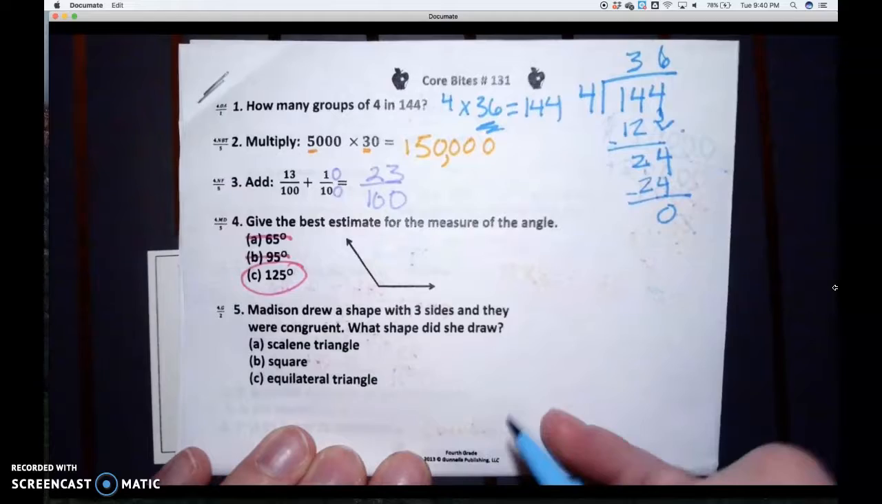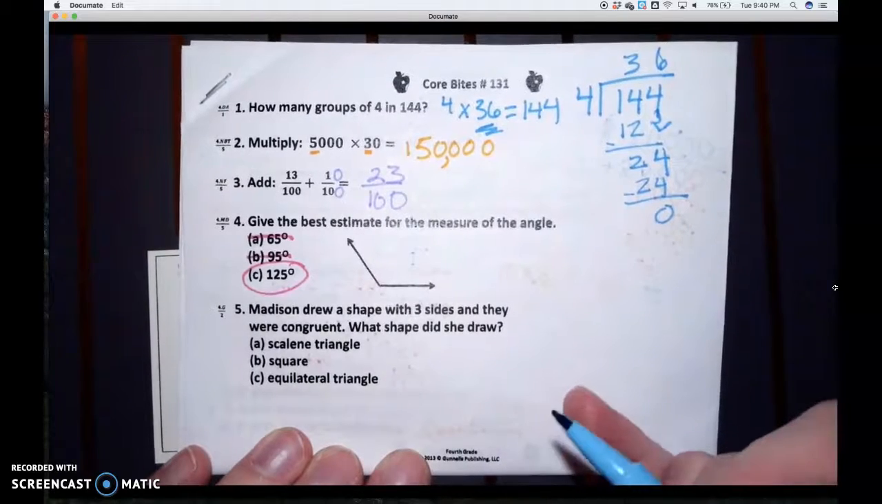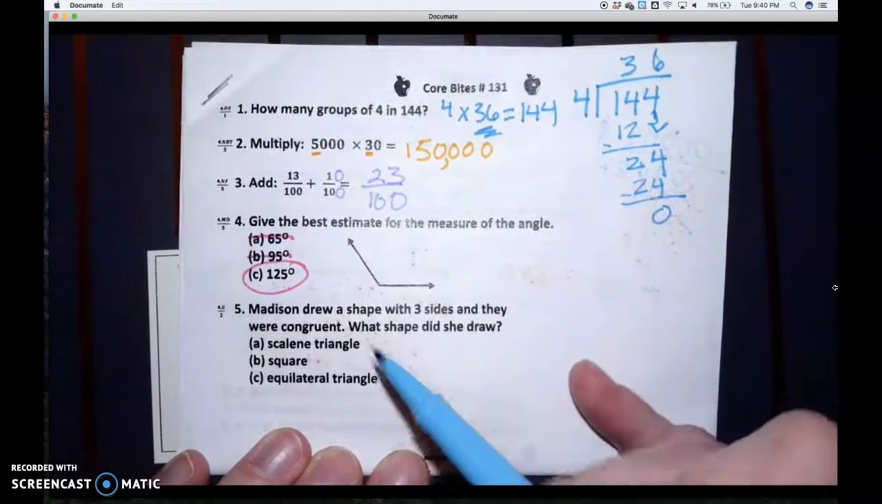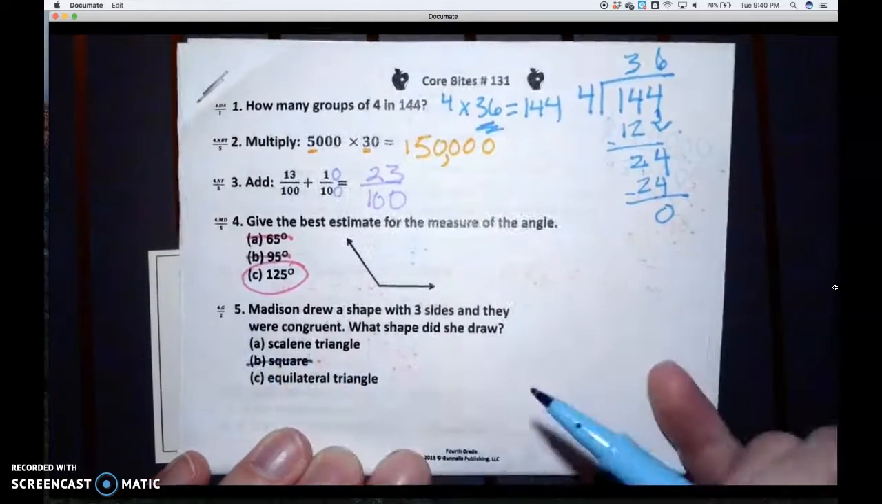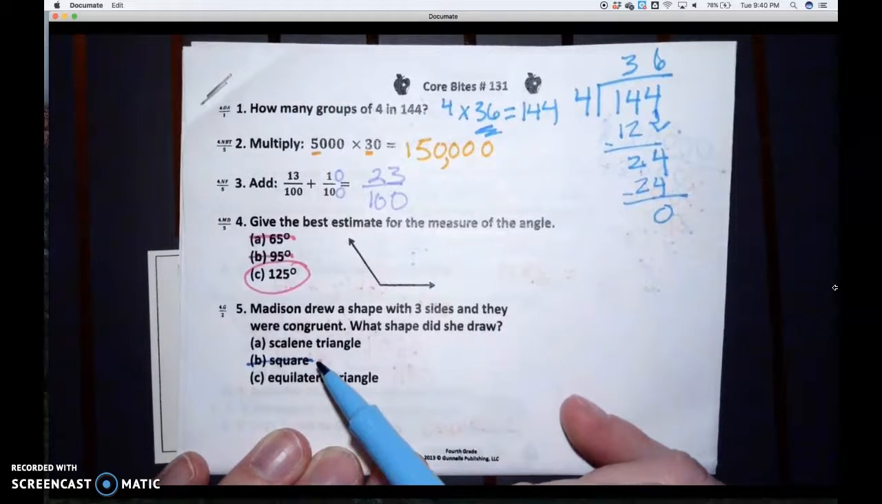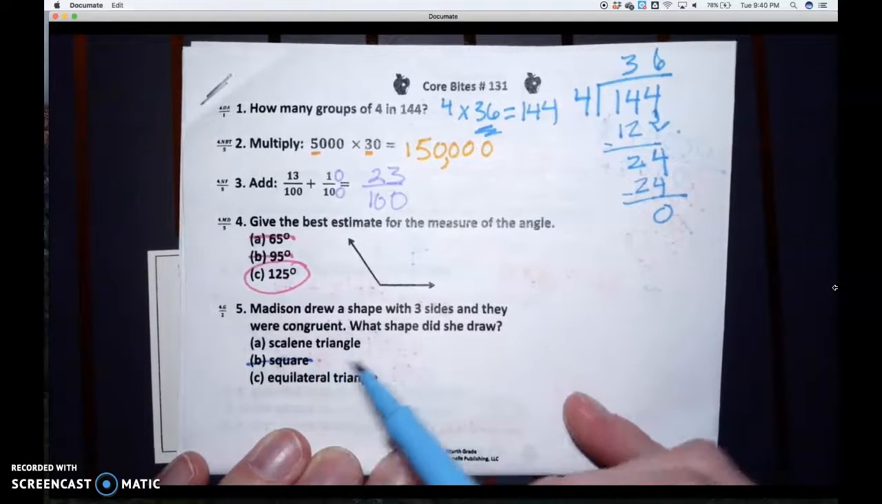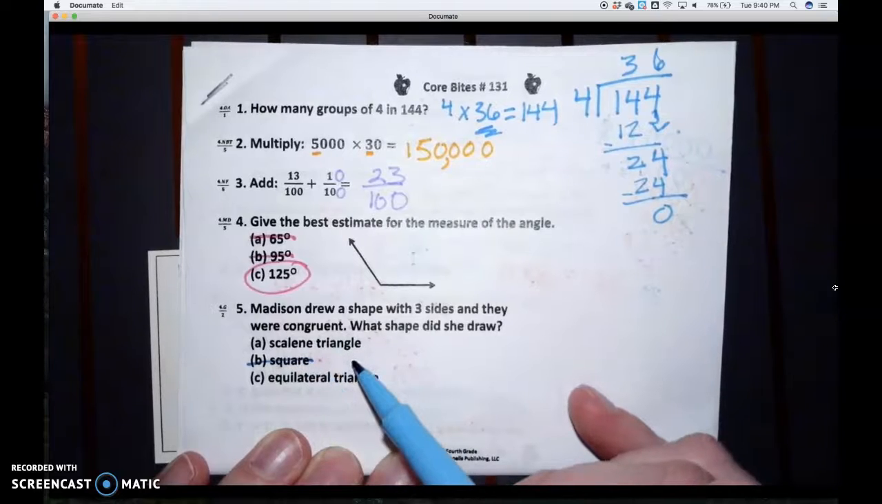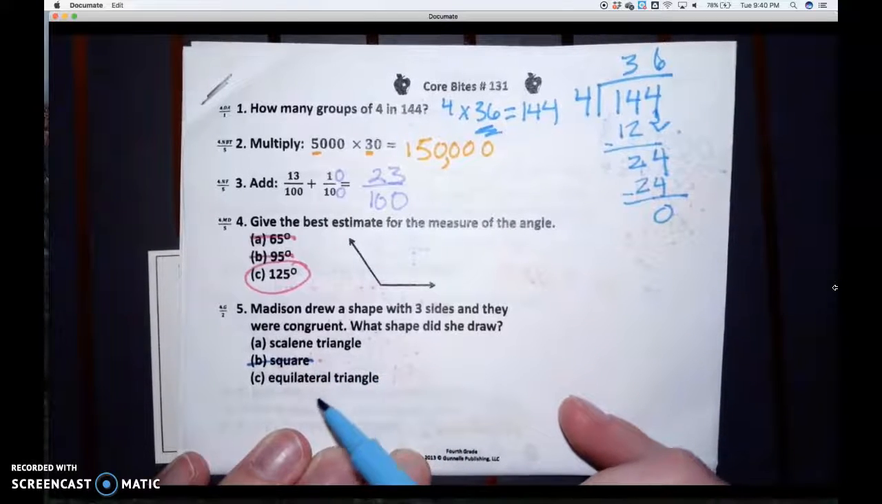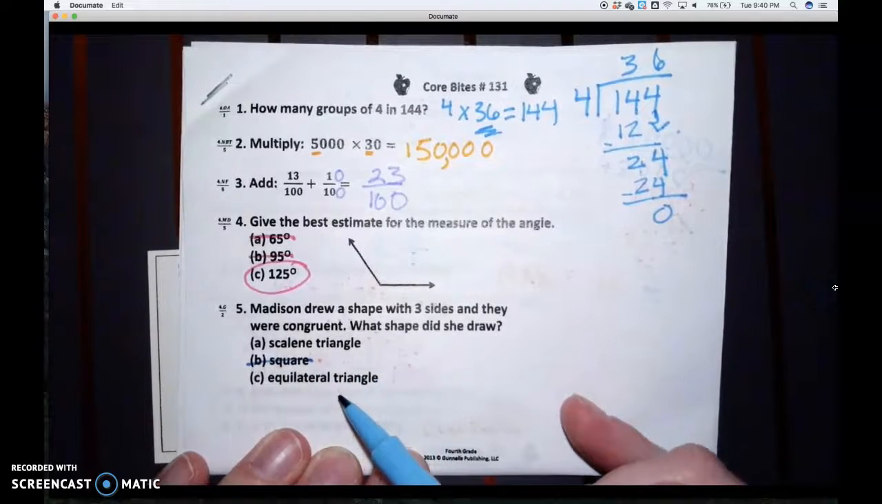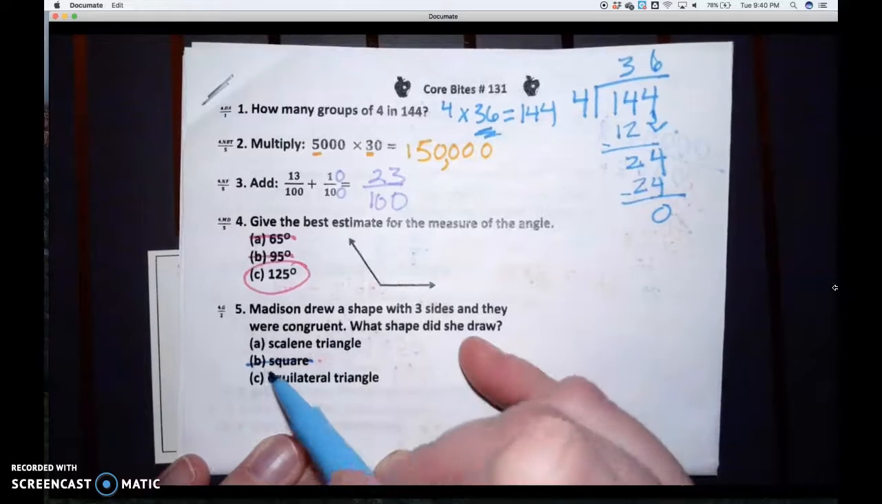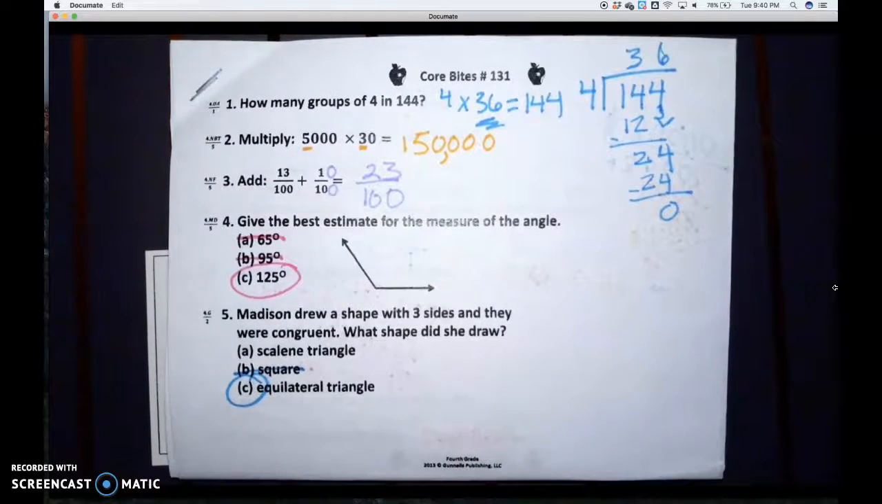And then for your last one, number 5, Madison drew a shape with 3 sides, and they were congruent. What shape did she draw? Well, if it has 3 sides, it's definitely going to be a triangle, so it cannot be a square. A scalene triangle is going to have 3 different sides. Equilateral is going to have 3 sides that are the same, that are congruent. So C is going to be your best answer.